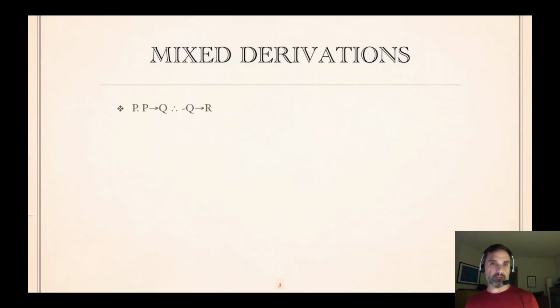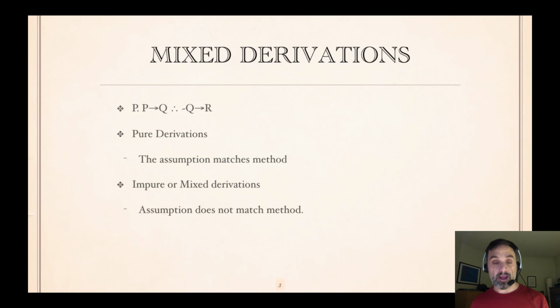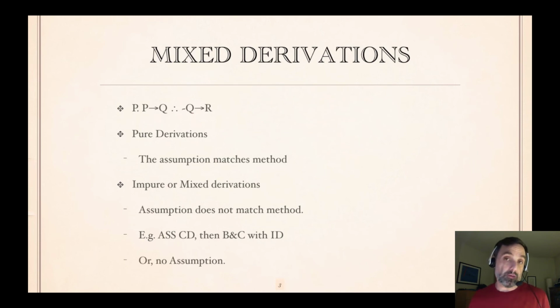So there's our argument. In a pure derivation, the assumption matches the method. If you have an assume CD, you box and cancel with CD. If you have assume ID, you box and cancel with ID. In an impure or mixed derivation of the kind we just did, the assumption does not match the method. So you would say assume CD and then box and cancel with ID, and indeed that's the most common form of mixed derivation. It turns out that there might also not be any assumption.